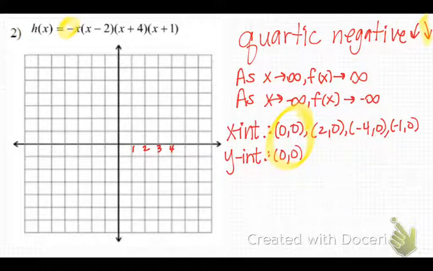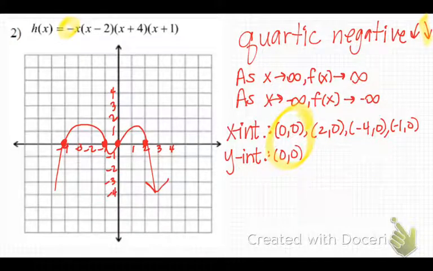So, if I go by ones, will they fit on here? Yeah. Okay, so I have 0, 0, 2, 0, negative 4, 0, and negative 1, 0. And if it's a negative quartic, where does it start? Yes, down in the bottom left. Here is my graph. Okay, can you guys try 3 and 4 for me, please?